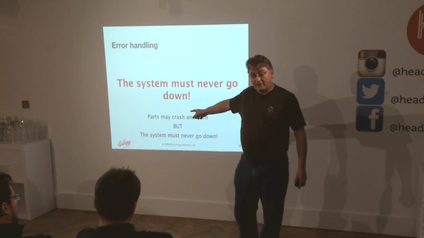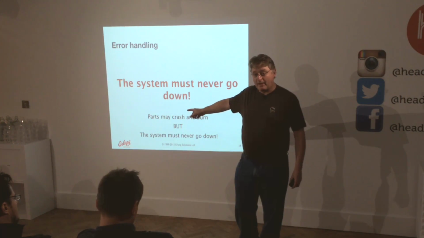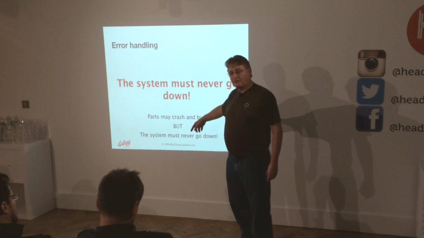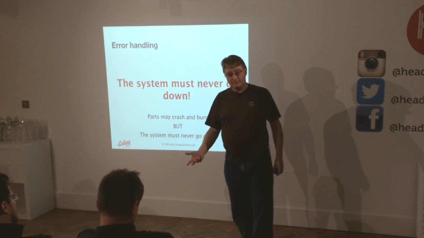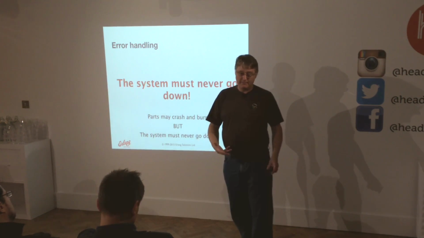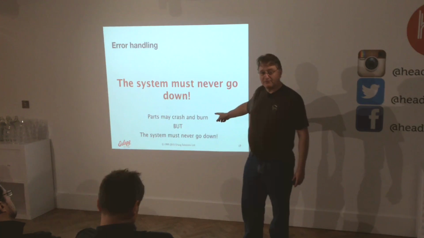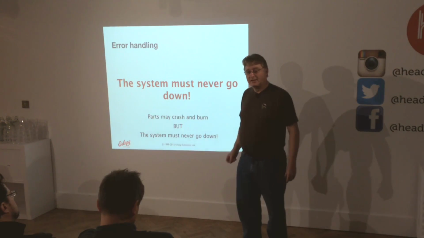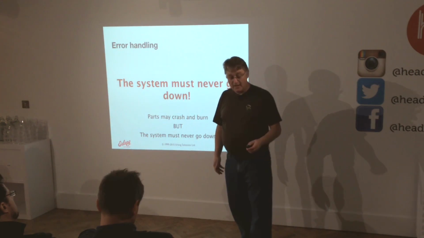So parts of it might go down. We can accept that. If we're talking telecoms, yes, we might lose an occasional call or connection. That's okay, right? It's not good, but it's not bad. Just as long as the system never goes down. The switch must not crash. The switch must be able to handle these errors and keep on going, right?